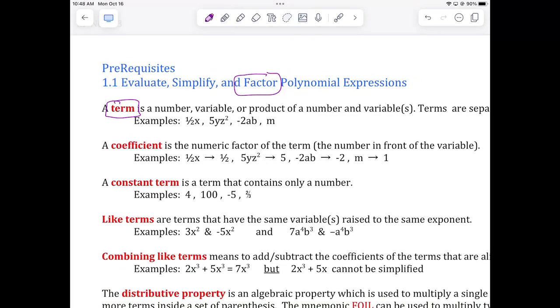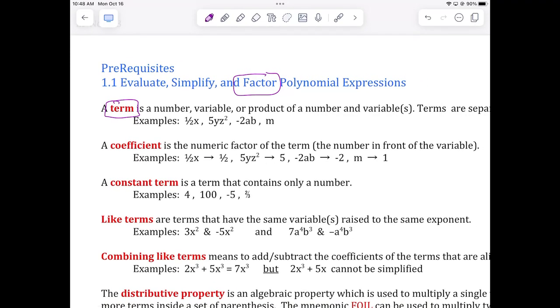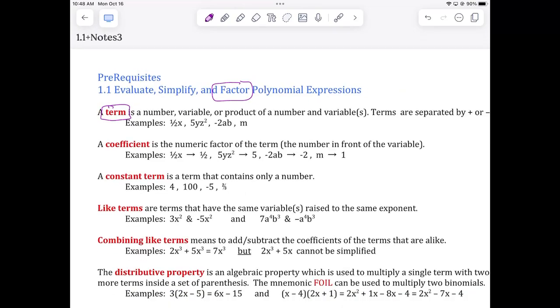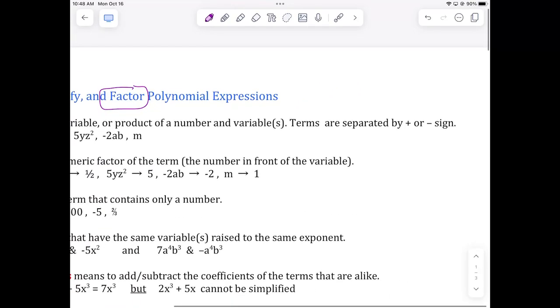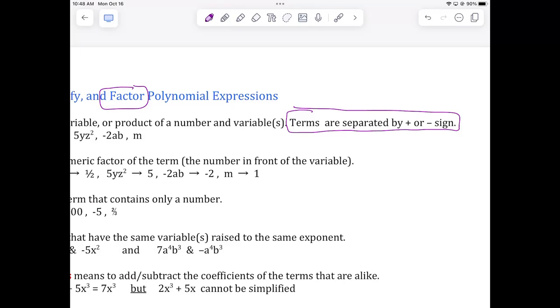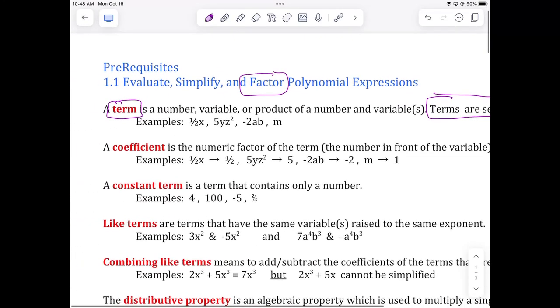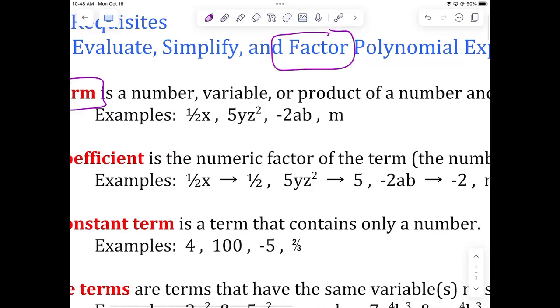A term is a number, a variable, or a combination of symbols, letters and numbers that are separated by a plus or minus sign. That's super important. Terms are separated by plus or minus signs. So here's an example. If you have 1/2 x, turn these commas into plus signs.